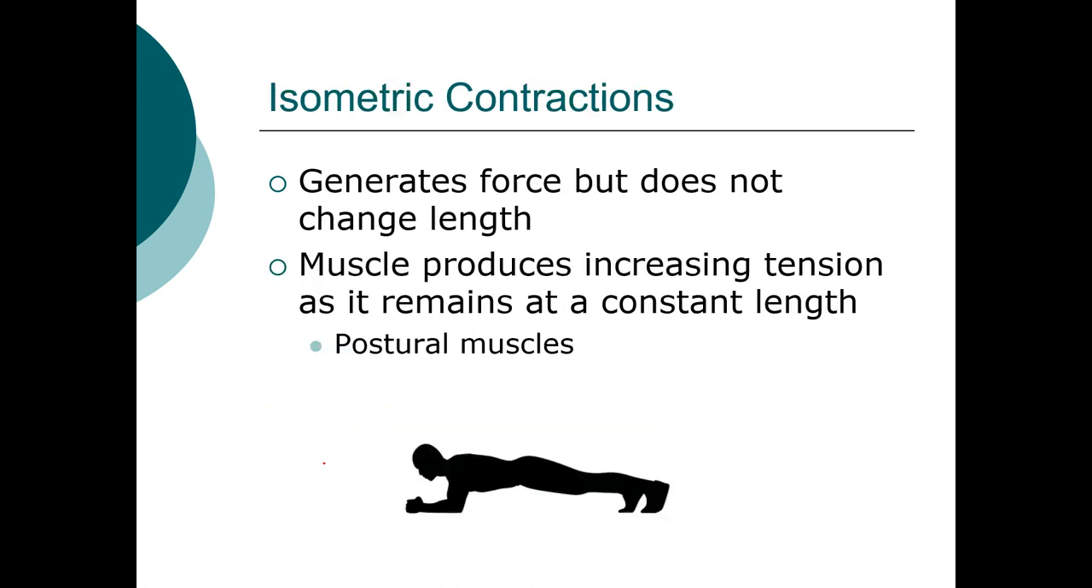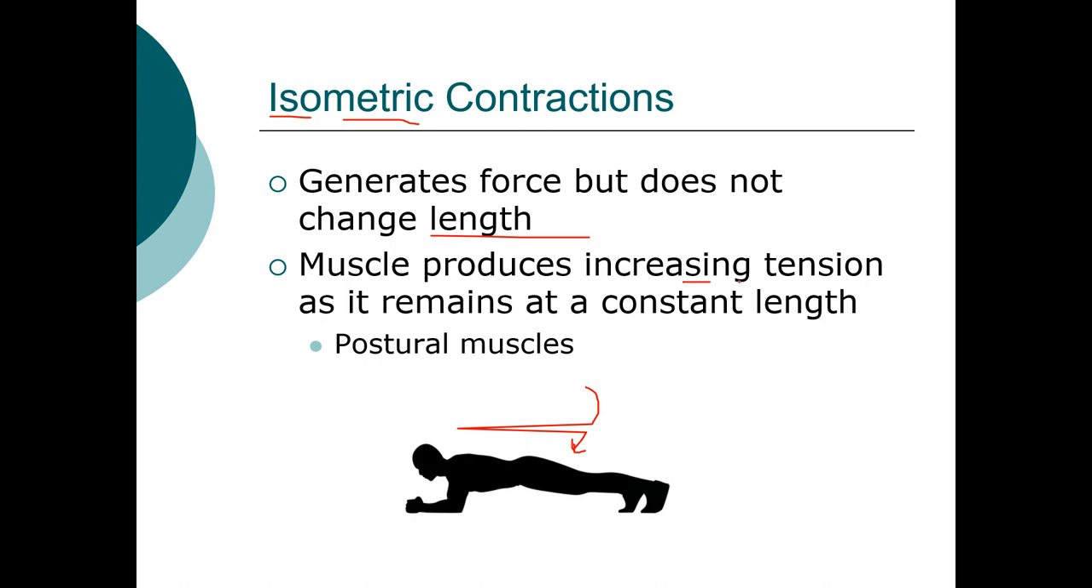So let's take a look at what an isometric contraction is. If you break the word down a little bit, iso means same, metric is talking about length. So we're talking about a contraction where the muscle does not change length. You're like, well, how does that work? Well, I've given you an idea here. When you're looking at someone who's doing a plank, there's no movement going on with that person, but yet their muscles are at work. It generates a force, but the muscles do not change length.